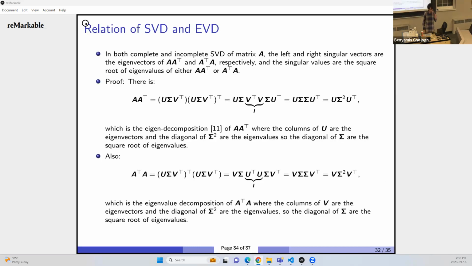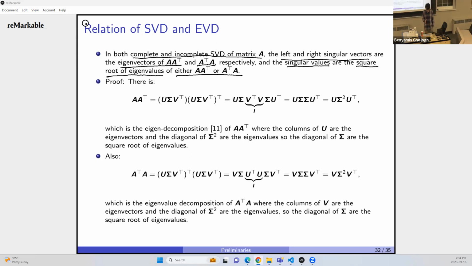Now, the relation of SVD and EVD. As I told you, there is a relation between eigenvalue decomposition and singular value decomposition, and we'll see that. So here it is. In both complete and incomplete SVD of A, the left and right singular vectors are the eigenvectors of A A transpose and A transpose A respectively. In other words, the left singular vectors of A are equivalent to the eigenvectors of A A transpose. The right singular vectors of A are equivalent to the eigenvectors of A transpose A. And the singular values are the square root of eigenvalues of either A A transpose or A transpose A. Now let's see the proof.